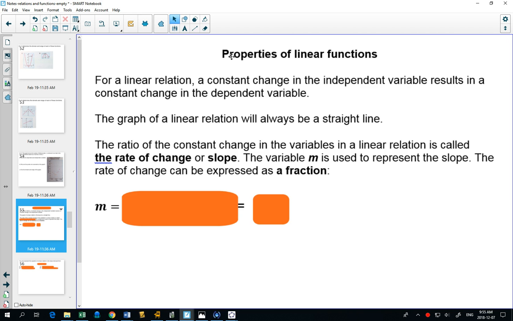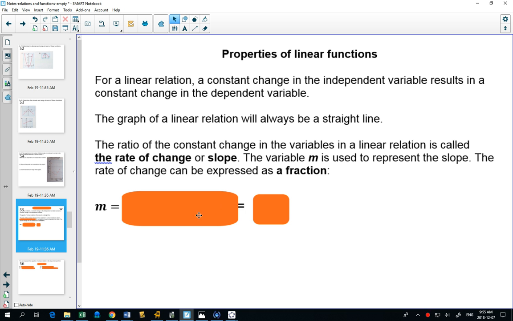We have a French theme today. We use the letter M to represent slope. And M comes from the French word for mountain. Not the English word for mountain, the French word for mountain. And I think there's some truth to that, because it was a French mathematician that did a lot of the study of equations of lines.